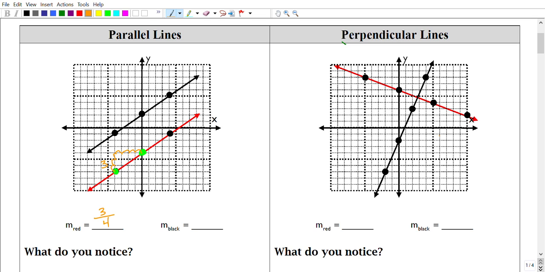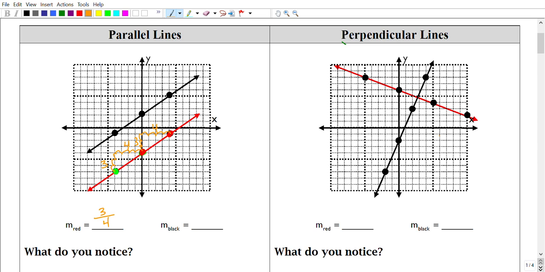Now just remember, you can use any 2 points. If you wanted to, you could have chosen this point and this point, and you really should be getting the same answer. But let's verify. 1, 2, 3, rise. 1, 2, 3, 4, run. So yes, you do still get 3/4. Okay, just a little bit of a refresher from previous sections.